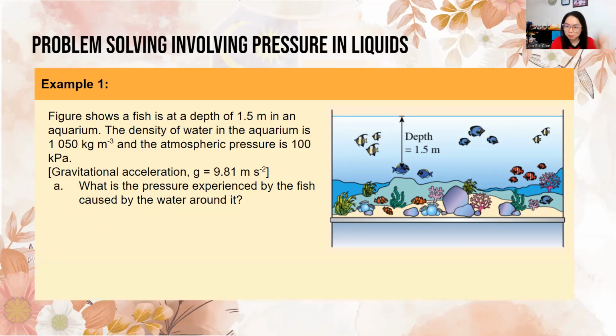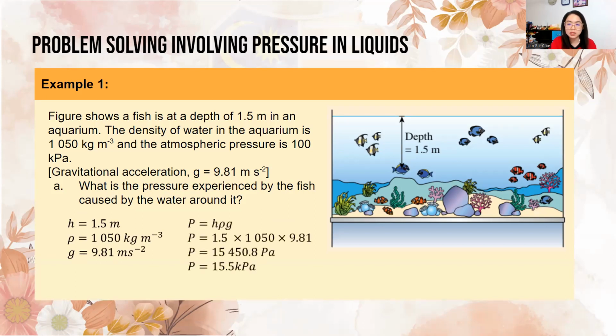Okay, now, you know that P is equal to H rho G. So from the question itself, you know H is equal to 1.5 meter. My rho is 1050 kilogram per meter cubic. And then my gravitational acceleration is 9.81 meter per second squared. So to find P is equal to H rho G, I just substitute whatever I have, which is 1.5 meter times 1050 multiplied by 9.81, then I'll get 15,400.8 Pascal. Okay, you can change the answer into kilopascal, no problem. If you want to leave your answer in Pascal, also no problem, as long as your unit is correct.